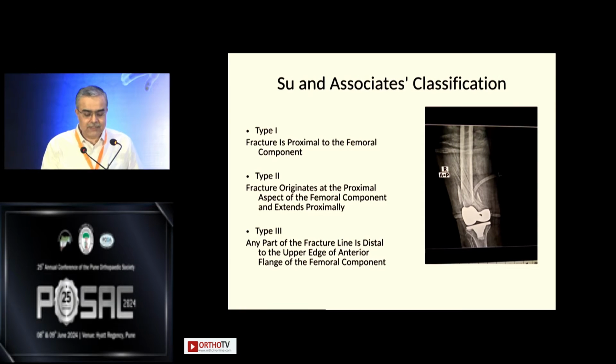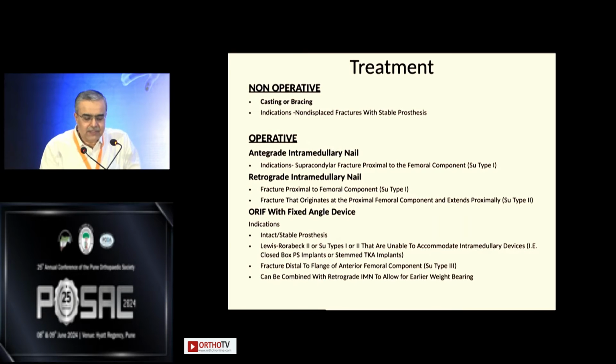Su and associates classification: type 1 is proximal, in the metadiaphyseal region. Type 2 fracture originates proximal and goes distal, so it is not underneath the femoral component. And type 3 is where the fracture line is distal to the upper edge of the anterior flange of the femoral component. So based on these classifications, there are general guidelines on how we can manage these periprosthetic fractures.